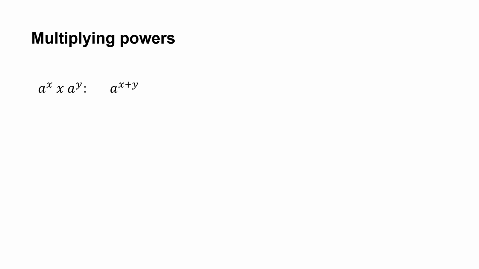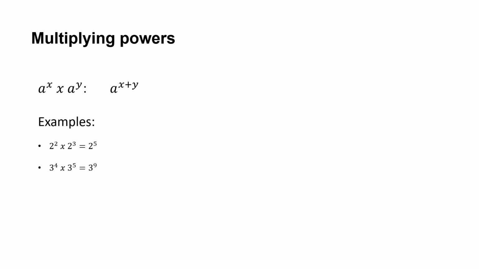So to start, the rule for multiplying powers: if we have a number a to the power of x multiplied by the same number a to the power of y, this gives us a to the power of x plus y. Let's look at a few examples. So first and foremost, we have 2 squared times 2 cubed. Using this rule, we add the 2 and the 3, and we get 2 to the power of 5.